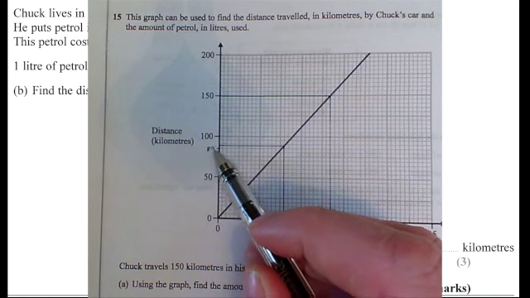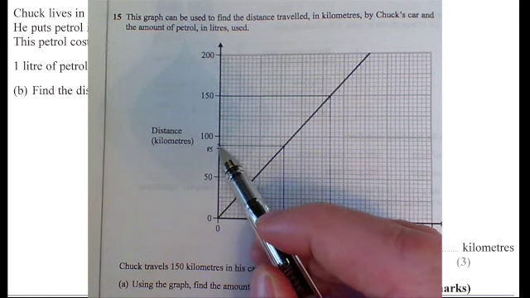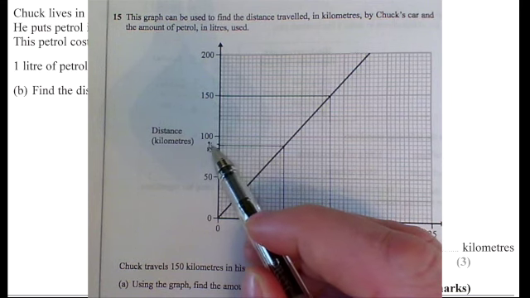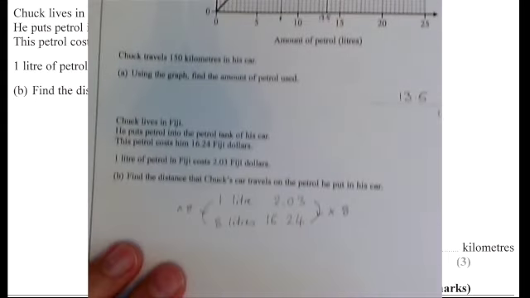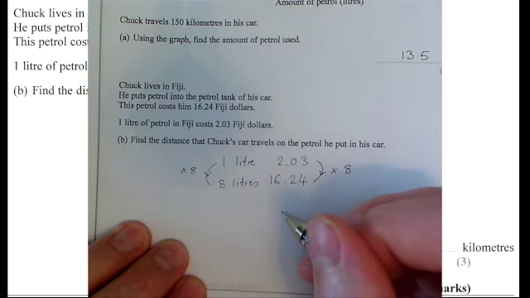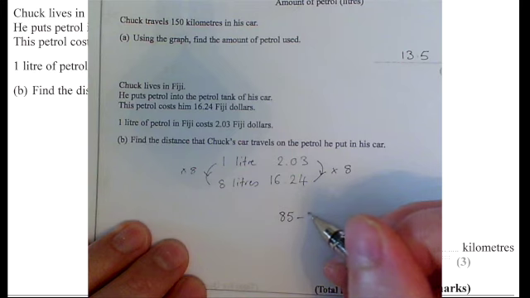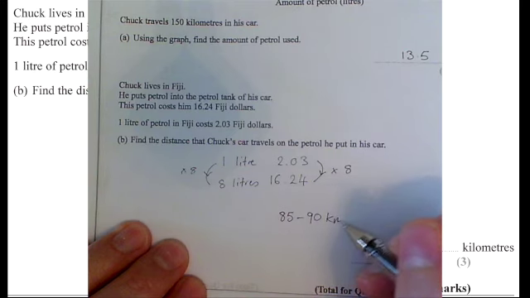Somewhere between 85 and 90 would be, I think, a fair assessment. Anyway, that's what I'm going to go for. Somewhere between 85 and 90 kilometres with 8 litres of petrol.